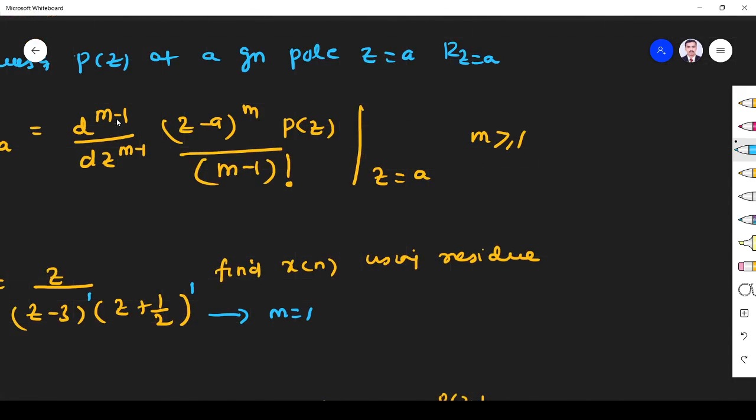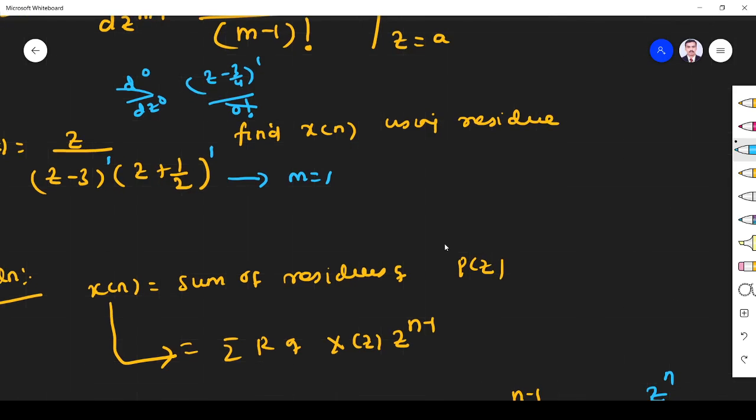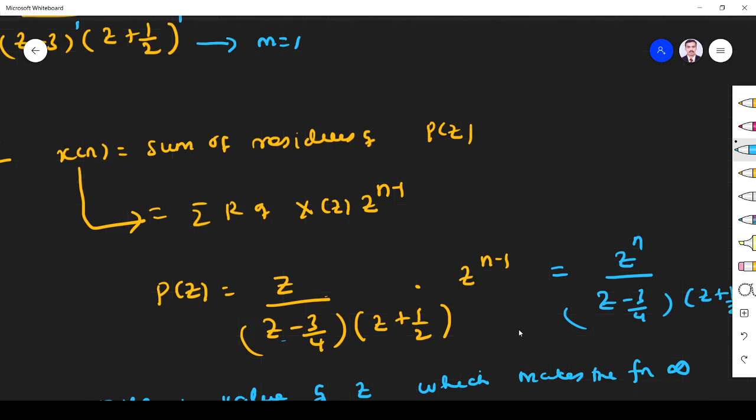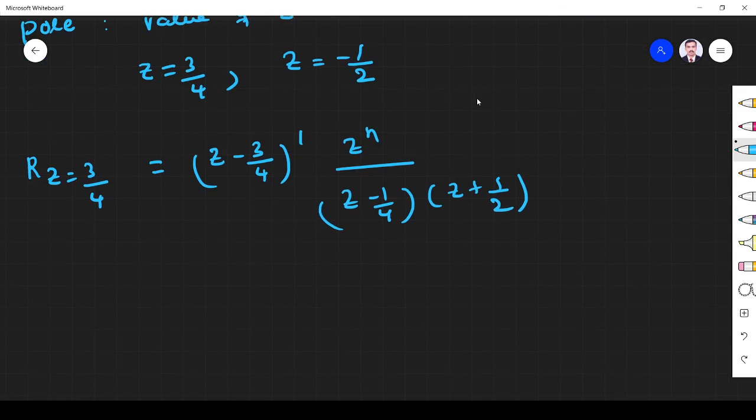Residue is 1 over (m minus 1) factorial, d power m minus 1 divided by dz power m minus 1, which is d power 0 divided by dz power 0. So it will become 1 times (z minus 3 by 4) power 1. m is equal to 1, 0 factorial, it is also 1, so cancel. P(z) is given. What is P(z)? P(z) I found. This one is P(z). So that's the residue at this point.